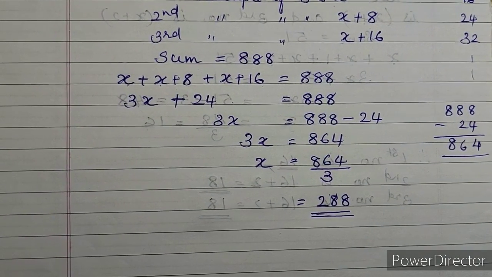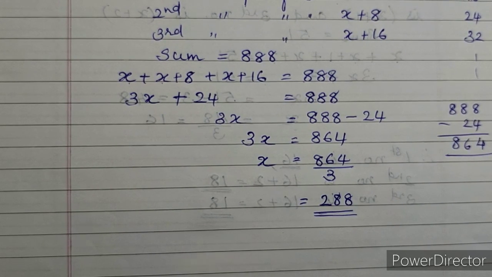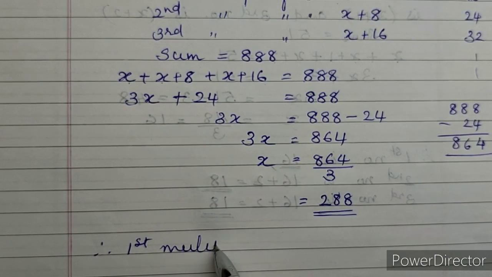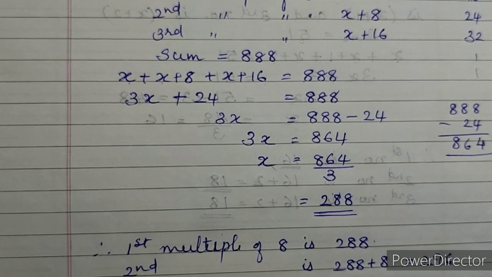Now how to find the three consecutive multiples of 8? We assumed x, x plus 8, x plus 16. So the first multiple of 8 is 288. Second multiple is 288 plus 8, which is equal to 296. Third multiple is 288 plus 16, that is equal to 304.